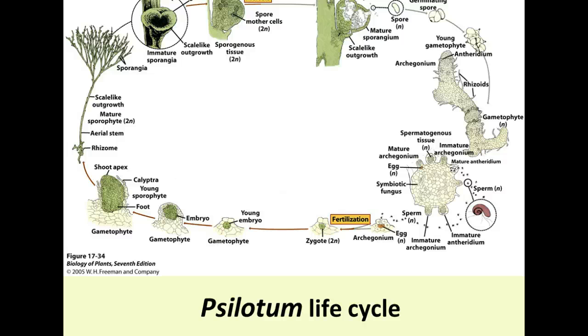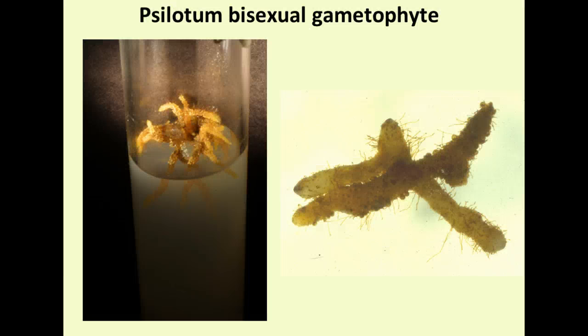a young embryo. And then you have this gametophyte containing the embryo, and you have something called a calyptra, a young sporophyte, and a foot. From the shoot apex, you're going to get this aerial stem, and then you have a rhizome extending down. This is a bisexual gametophyte in Psilotum. You can see these antheridia pretty well.